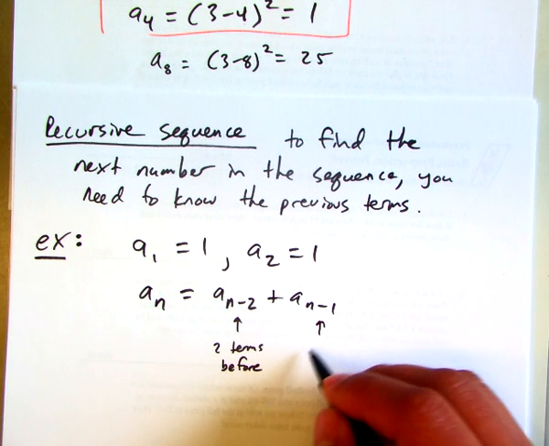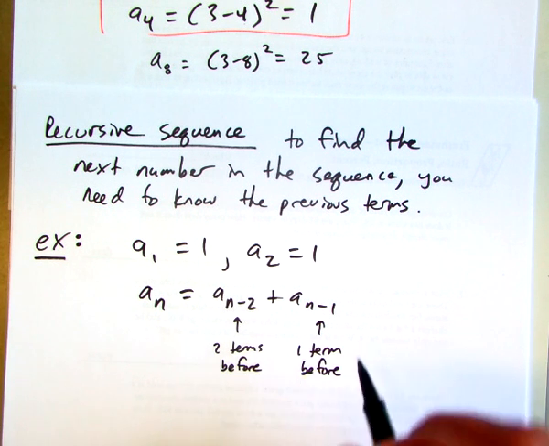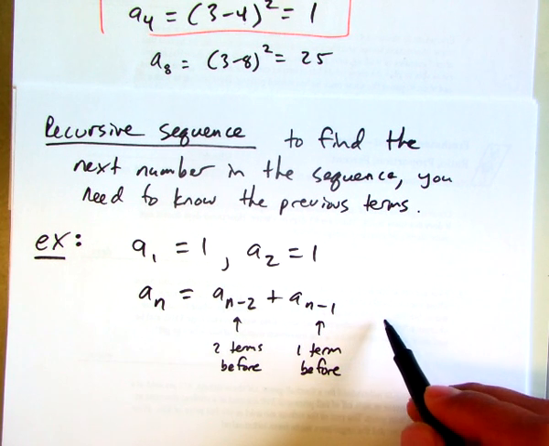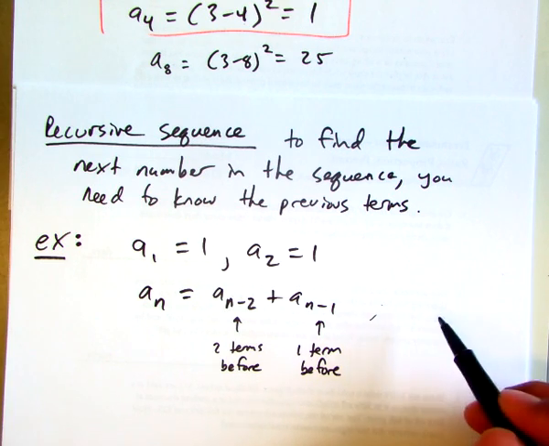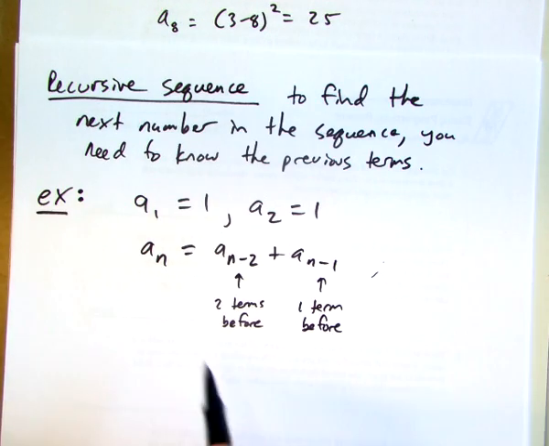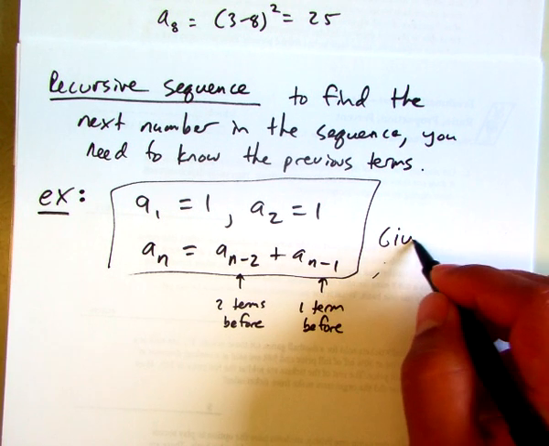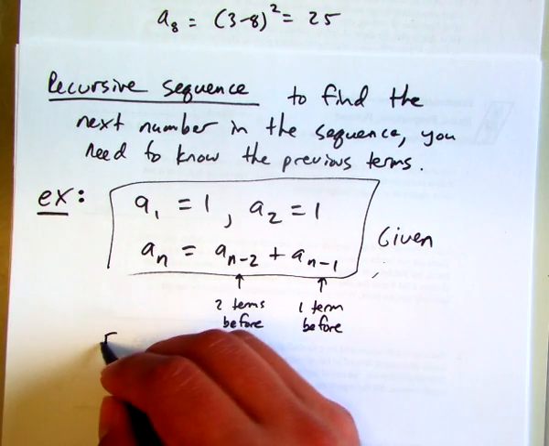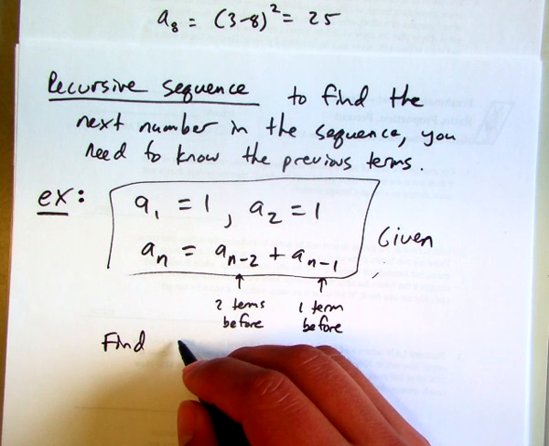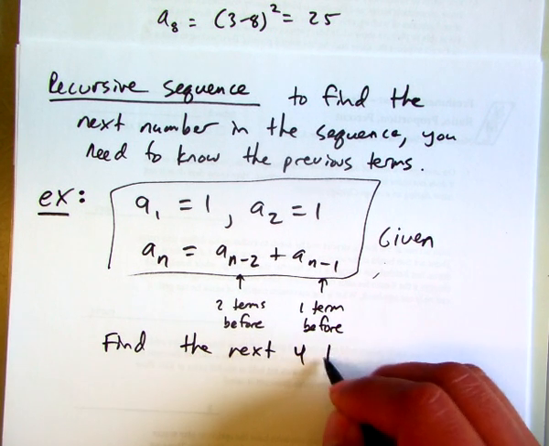This just means one term before. If I had an n plus 1 or an n plus 2 in here, that would mean the term after and the term after that. Okay, so this is what you would be given. And the problem might say to find the next 4 terms.